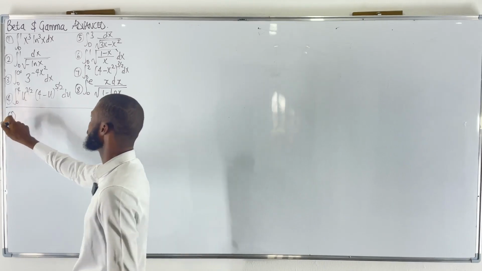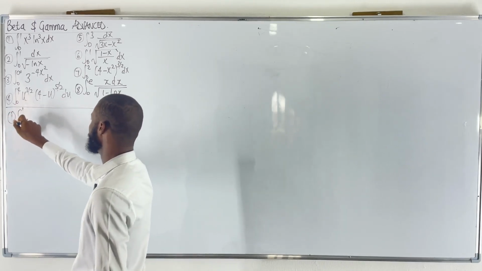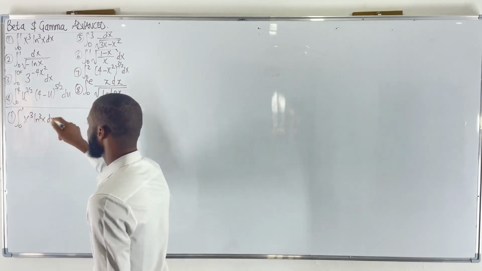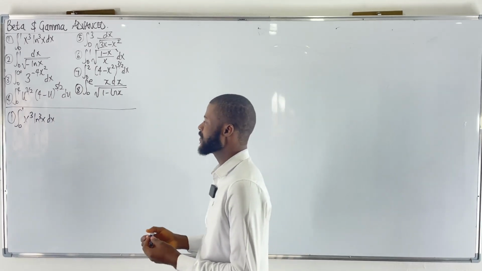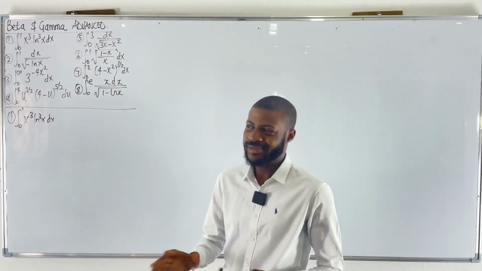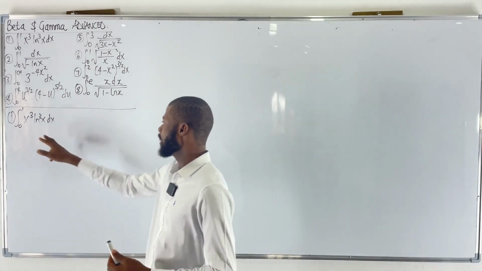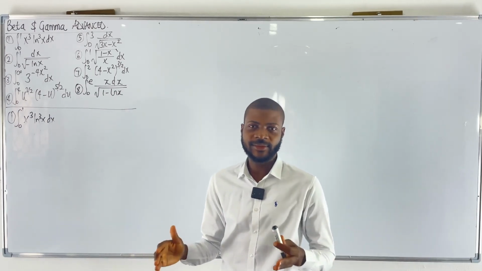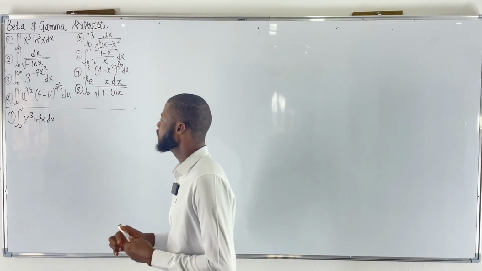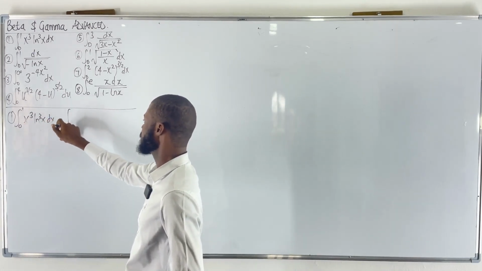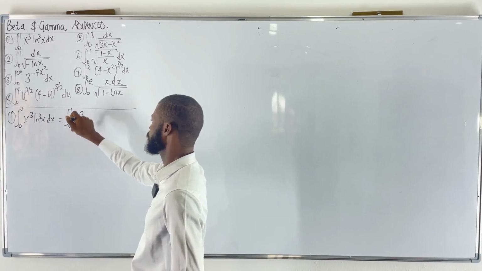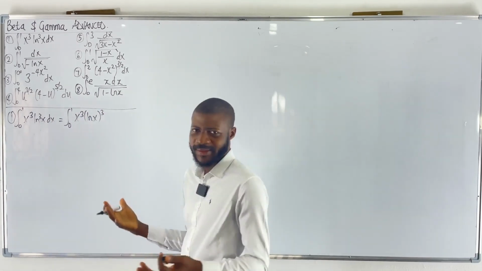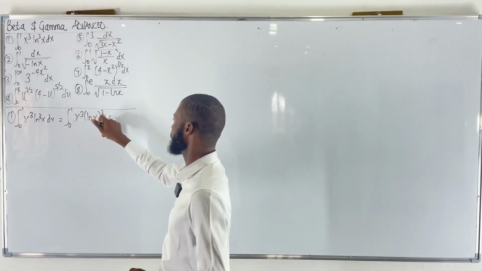Okay, so the first one says integral from 0 to 1 of x cubed ln 3x dx. Now, as you can see, this doesn't look quite like either beta or gamma. But I know that if I have ln, I could actually bring in an e. They go hand in hand. And this can be rewritten as integral from 0 to 1 of x cubed (ln x) to the power of 3. It's basically the same thing, and then dx.